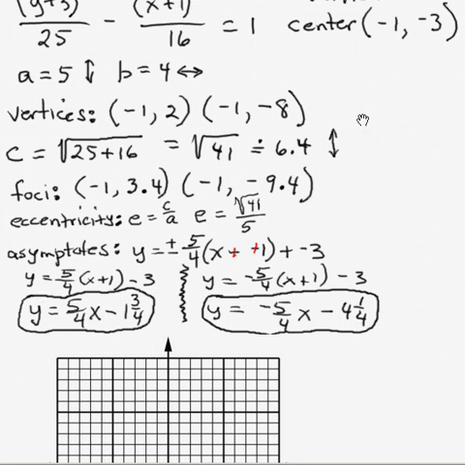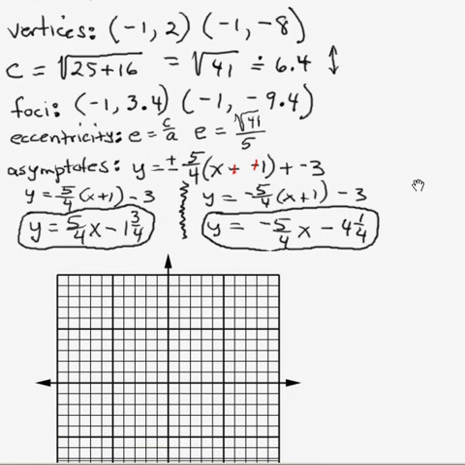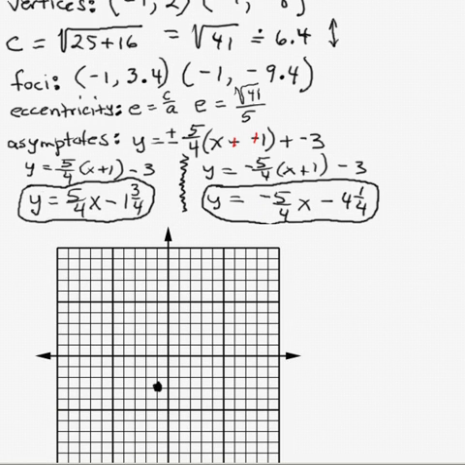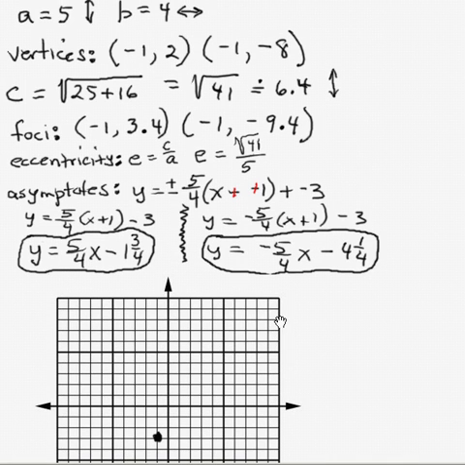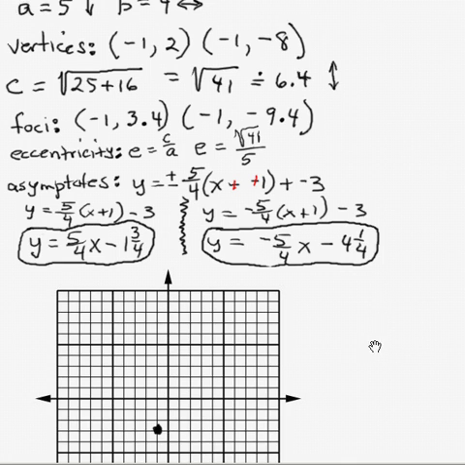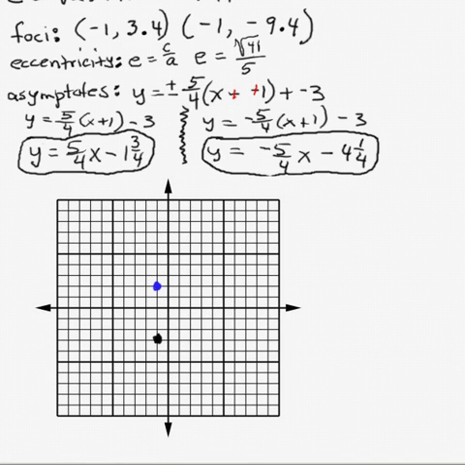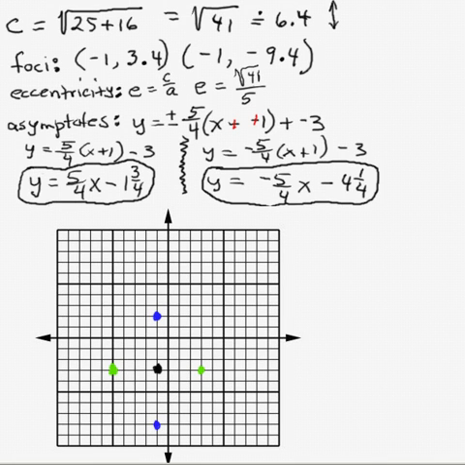Speaking of the graph, our center is negative 1, negative 3. So let's plot that point, negative 1, negative 3. We need to go up and down 5 for our two vertices. We need to go left and right 4 for some auxiliary points to help us with the rectangle so we can draw the asymptotes. For the foci, we're going to go up and down 6.4 from the center.